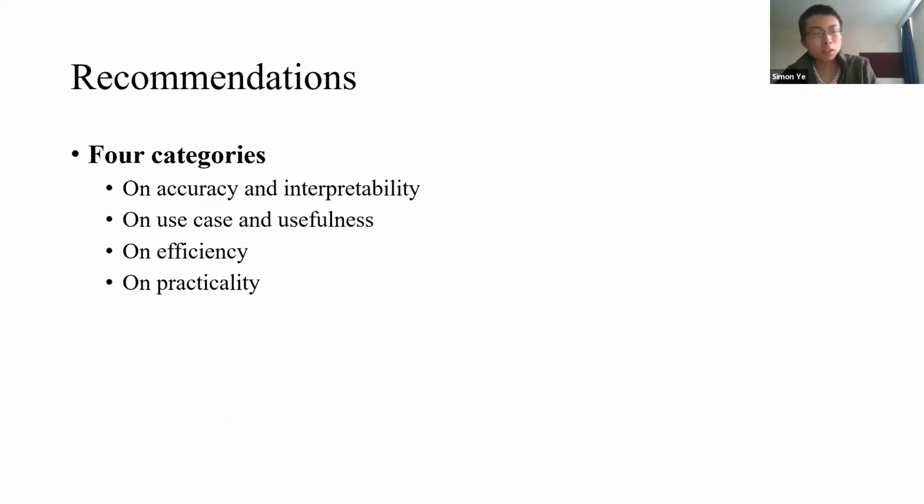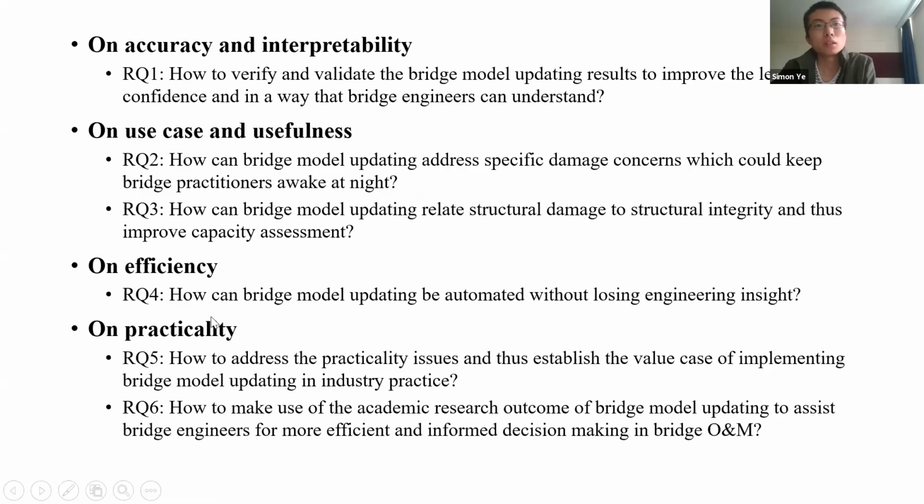So I'll come to the recommendation. Basically, the recommendations are we need to address all of the issues raised in the industry interviews. I grouped them under 4 categories: accuracy and interpretability, use case and usefulness, efficiency and practicality. So we need to make sure that whatever process, new tool or new technique we're developing, first of all, we need to demonstrate that there's enough accuracy. And also, they don't want a black box. What they want is something that they can interpret. So is there a way that we can make that process interpretable so that the engineers can understand?